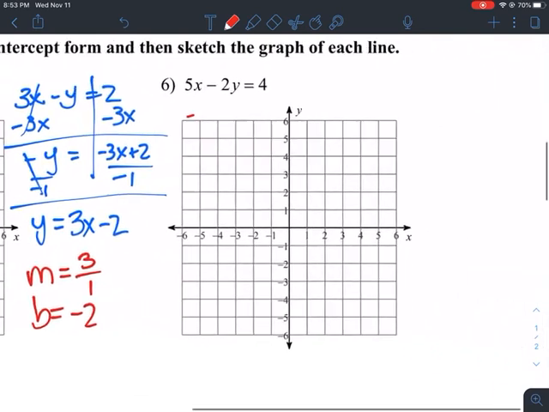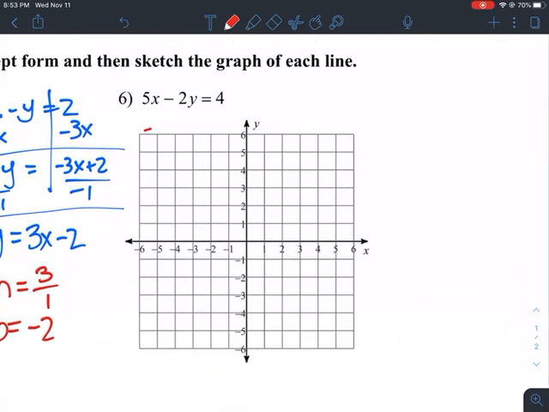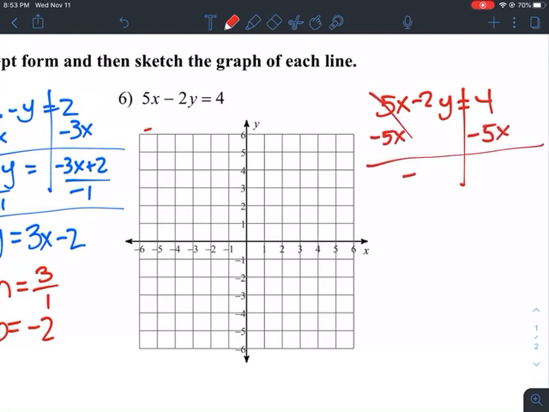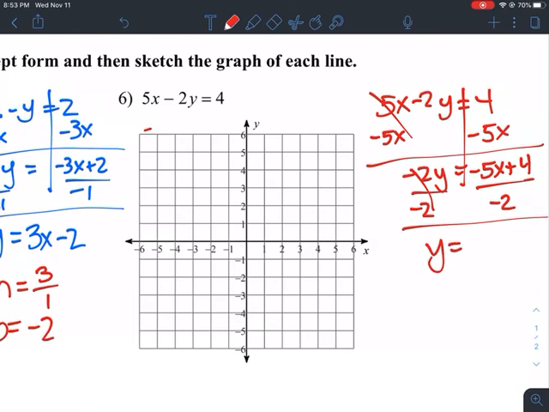Okay, so I'm going to do one more of those. So I'll write it over here. 5x minus 2y equals 4. So, same 2 steps every time. Subtract your x's. But remember, don't actually put them together. Just list one after the other. So negative 5x plus 4. Then I have to divide everything by the number in front of y. So I get y equals negative 5 divided by negative 2 is just going to turn into 5 halves, x. And then 4 divided by negative 2 is negative 2.